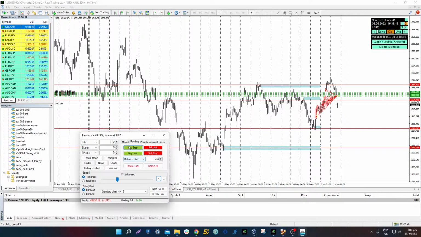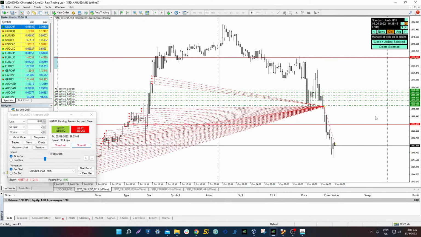I'm going to close all this trade first. And then I'd like to have a sell limit, anticipating price is going to pull back and continue to go down.